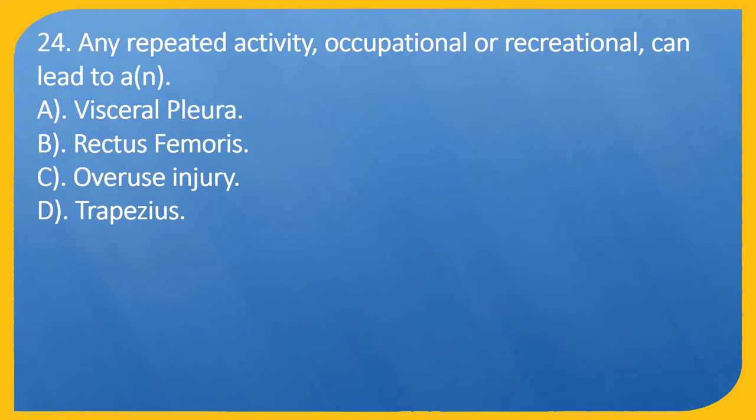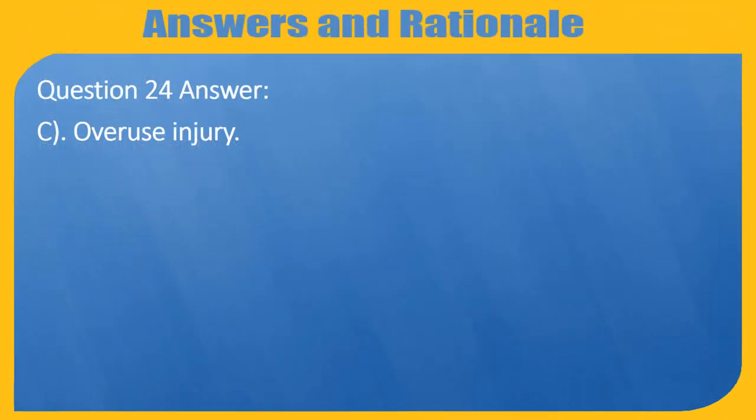Question 24. Any repeated activity, occupational or recreational, can lead to an A. Visceral pleura. B. Rectus femoris. C. Overuse injury. D. Trapezius. Question 24. Answer. C. Overuse injury.